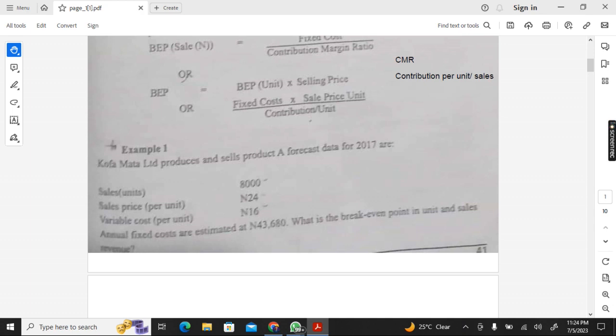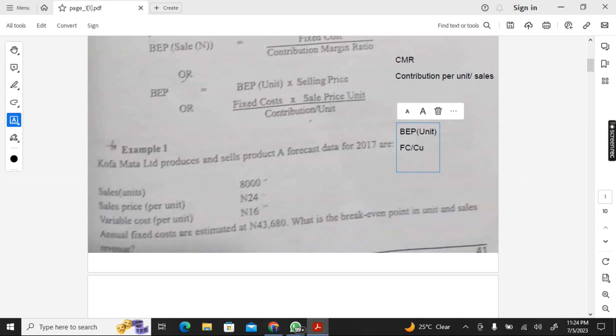Now with this formula, we believe that we have calculated break even point in units and also in sales. So let's just do it together. Break even point in units is fixed cost divided by contribution per unit.